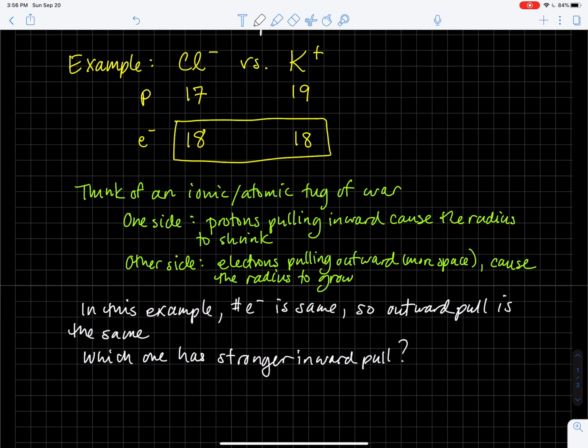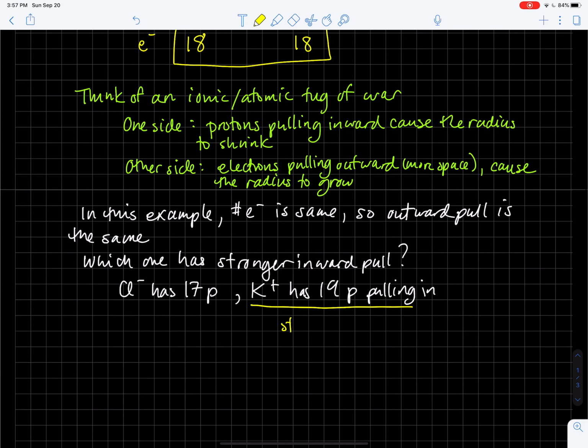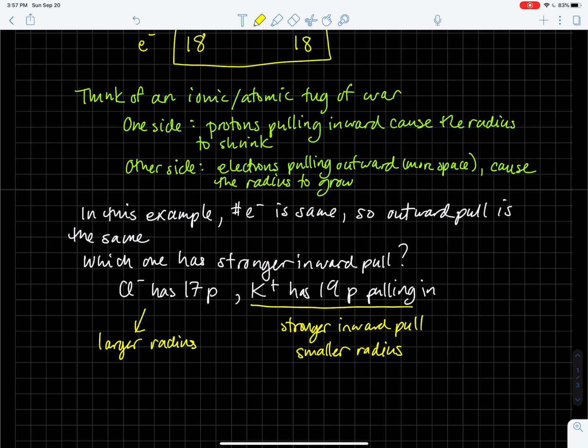And that inward pull is about the protons. So chloride has 17 protons pulling in. The potassium ion has 19 protons pulling in. So potassium has the stronger inward pull. That means it will be the smaller radius, and that means chloride has the larger radius. So if I were just going to write this like I did before, I would say that chloride is going to have a larger radius than potassium.